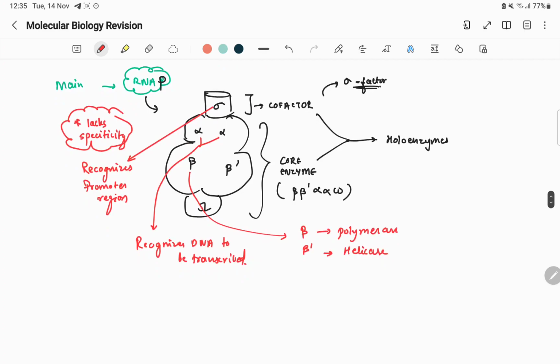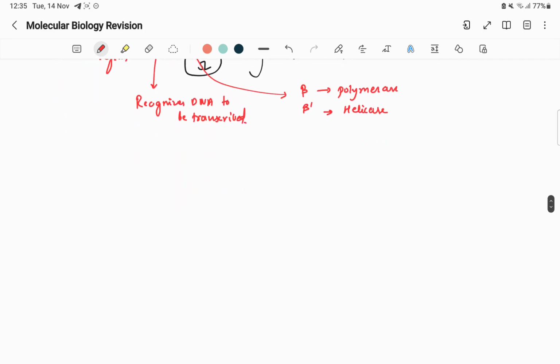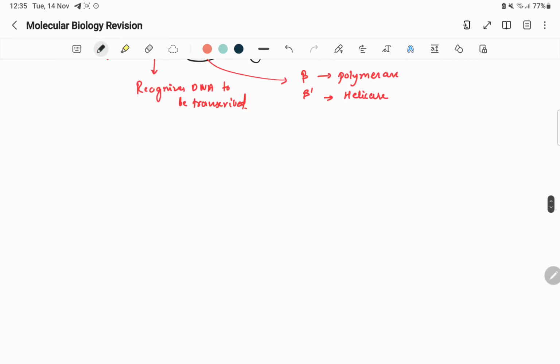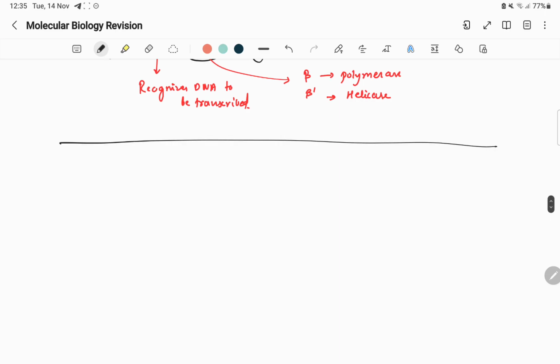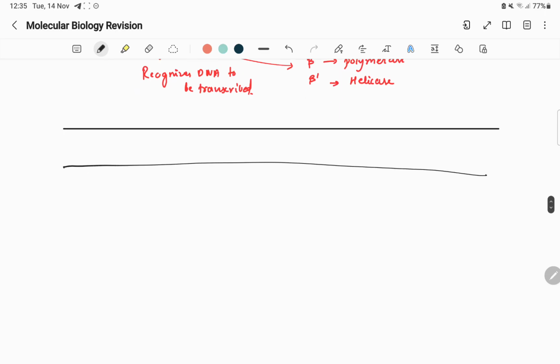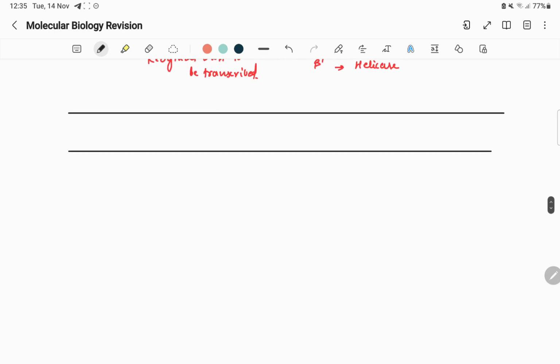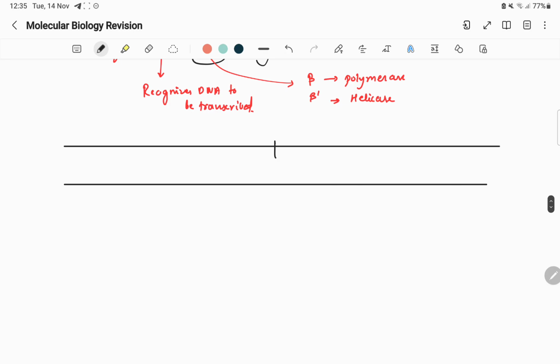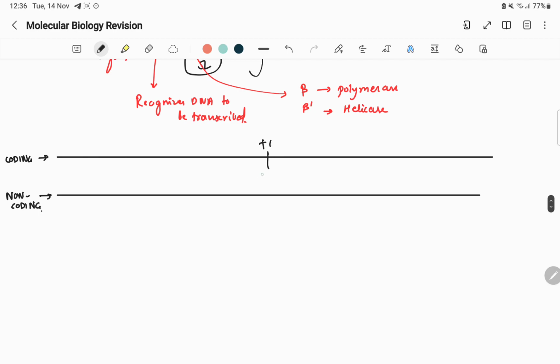They have types 1, 2 and 3, so we'll read about them. Let's draw the DNA and see what the regions of DNA are and how they relate to the transcription process. Here is the DNA, and we have a +1 site. This is the coding strand, and this is the non-coding strand. The +1 site is called the transcription start site, TSS.